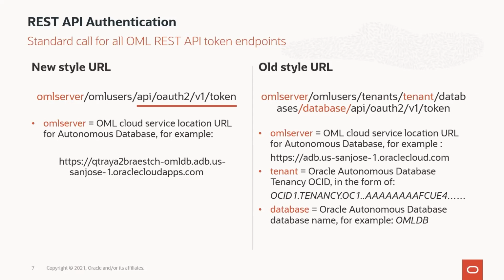And with the old style URLs, in addition to the OML server URL, users also had to pass the tenancy OSID and database name to get the token. Now, only the OML server URL is needed, and users don't need to pass values to identify the tenancy and database for the token request.